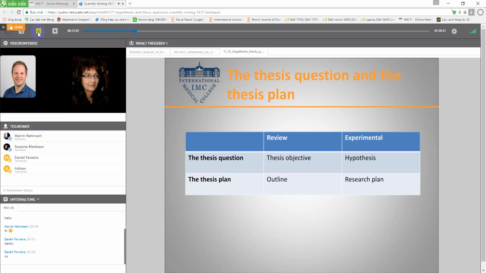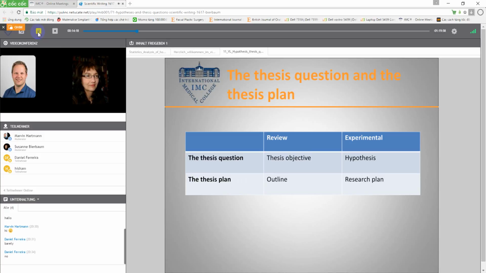Yes, the question for a review is called the objective or a related term. There are several that cover it. In an experimental thesis, it can also be called the thesis objective or question. Very often it's called the hypothesis. You'll notice that in a number of papers you read. The plan for the review also has different terms, often called an outline or draft thesis.